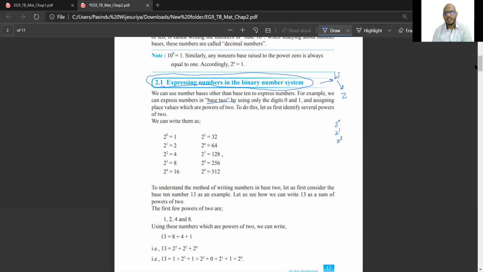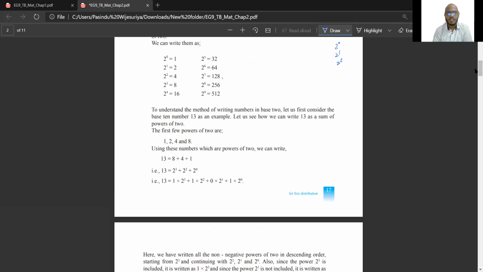So you all might have an understanding of how the number system works. So then we can see, as an example, you can pretty much write any number. Here, number 13, they have written 8 plus 4 plus 1. So 2 to the power 3 plus 2 to the power 2 plus 2 to the power 0. Again, they have written it this way: 1 into 2 to the power 3 plus 1 into 2 to the power 2 plus 1 into 2 to the power 0. It's pretty simple.